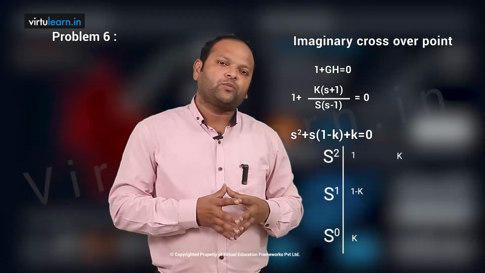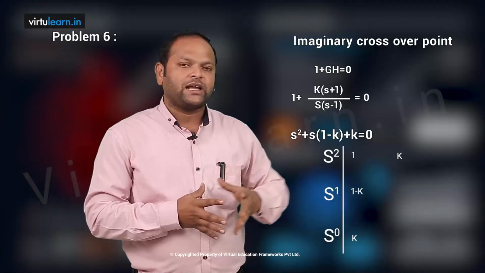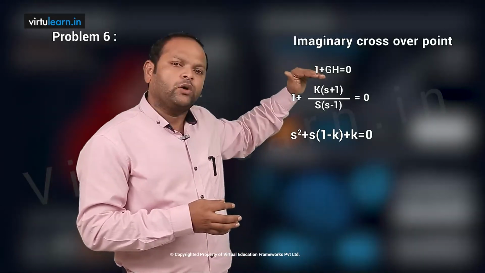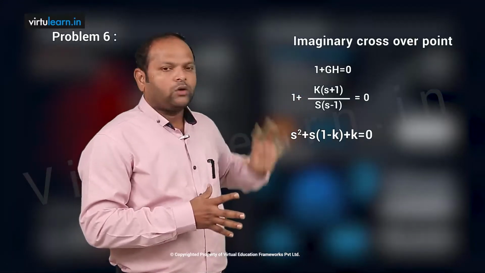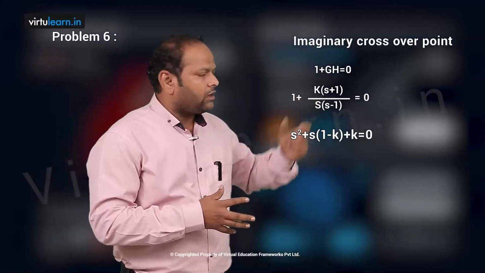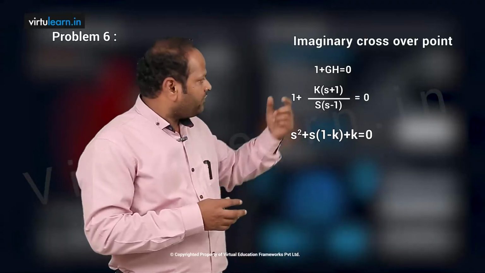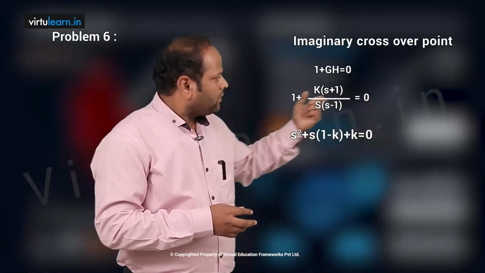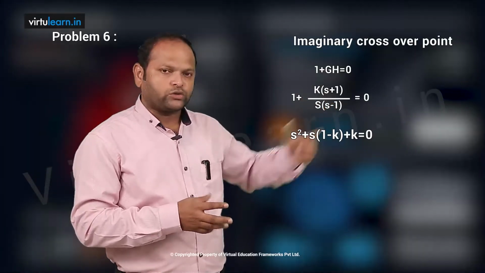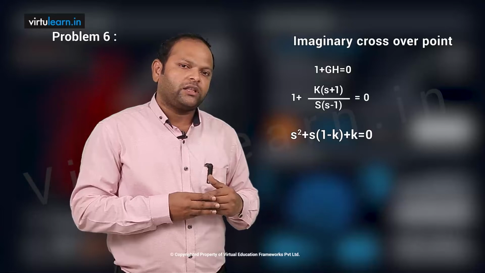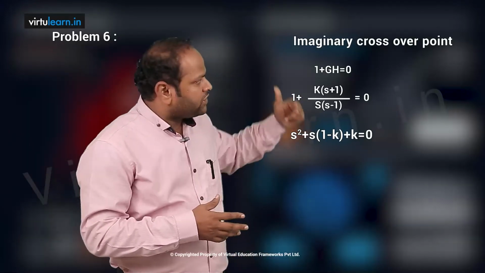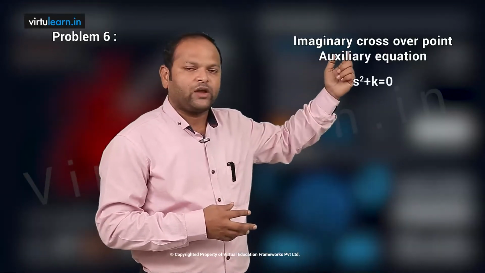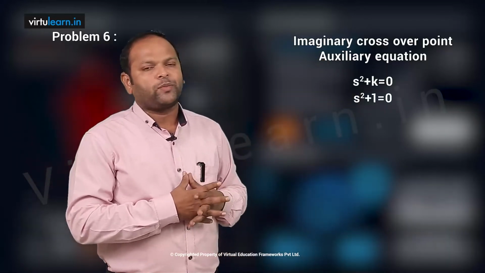We know that the imaginary crossover point can be obtained by forming the auxiliary equation. What is the auxiliary equation? It is the equation formed from the coefficients of the row which has all 0 elements. How to make one row with all 0 elements? In the Routh array we generally take the s power 1 row, the odd powers of s. So I will take the s power 1 row, it is 1 minus K and 0. We take this and equate it to 0, so you will get K is equal to 1. So at K is 1, there is a possibility of imaginary crossover points, or roots which may lie on the imaginary axis. Substitute K in that equation. What is the auxiliary equation? s square plus K equal to 0, s square plus 1 is equal to 0, so s is going to be plus or minus j1.